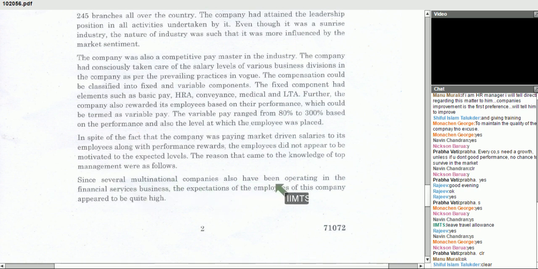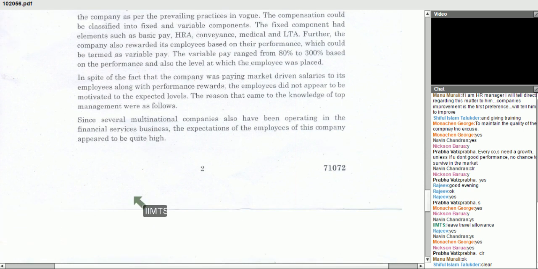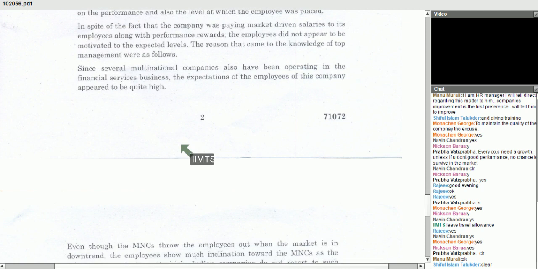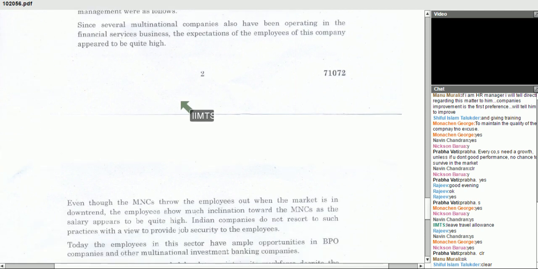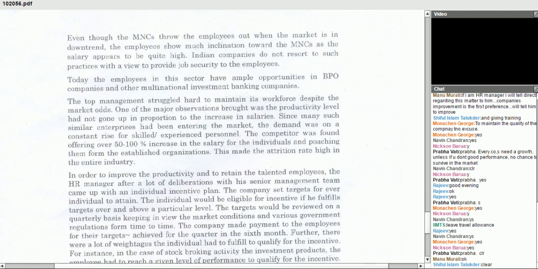Since several multinational companies have also been operating in the financial services business, the expectations of the employees of this company appear to be quite high. So the first reason is that the expectations of the employees are very, very high, even beyond the company's expectations.